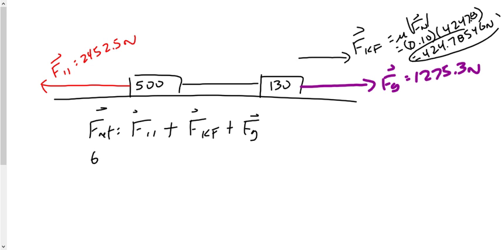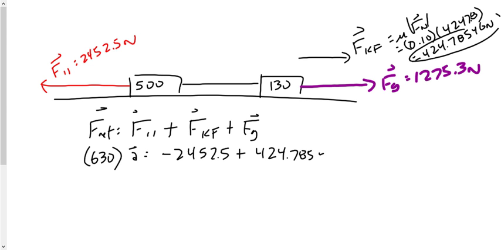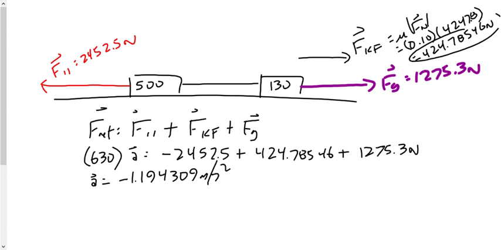The net force is based on a mass of 630 kilograms. That's 500 plus 130 times A is equal to negative 2452.5 plus positive, this is friction, it's to the right, plus that force of gravity acting on the 130, which is 1,275.3 newtons. When we combine those and get the acceleration, I end up getting a value of negative 1.194309 meters per second squared. So that's what the elevator is accelerating at.